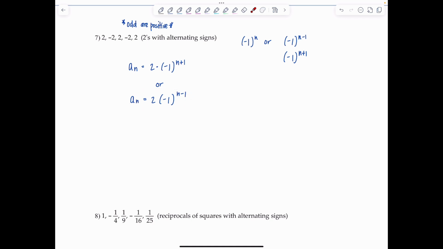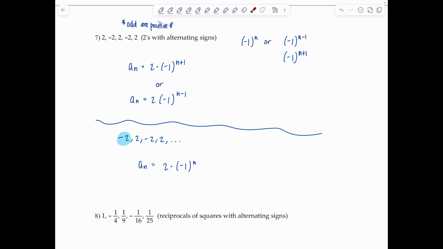Same thing here. Now, if instead it was negative 2, 2, negative 2, 2, like that, and you see how this time I made the first one negative, then you would go for a sub n is 2 times negative 1 to the n. Then you pick this guy. That way, the odd terms, the first, the third, the fifth, end up negative. That's the only difference, okay? So this one makes the odds negative. This one makes the evens negative.